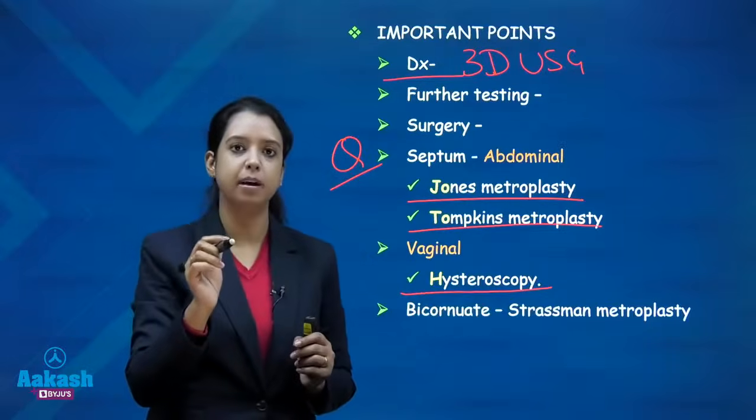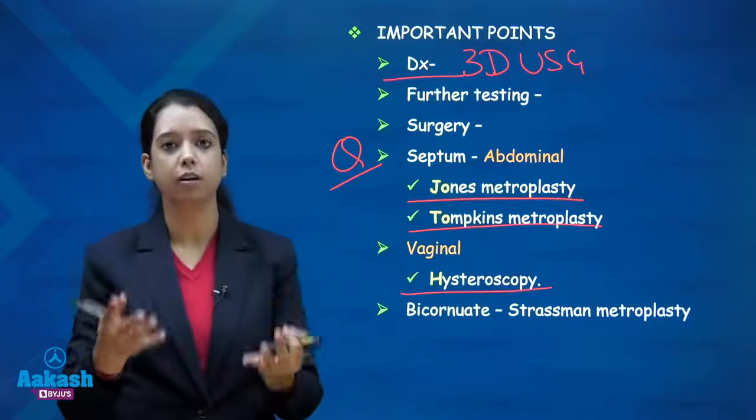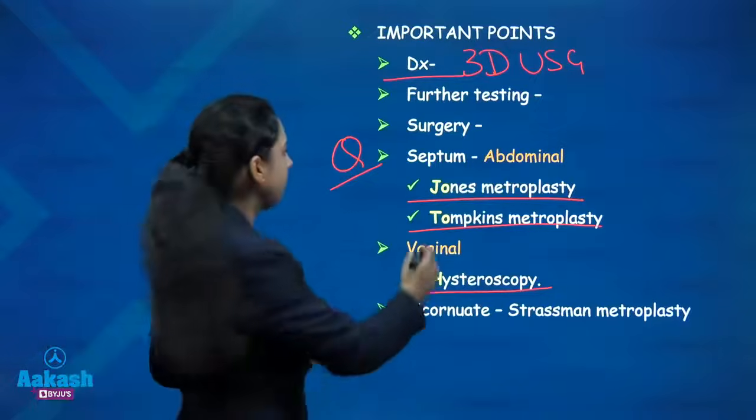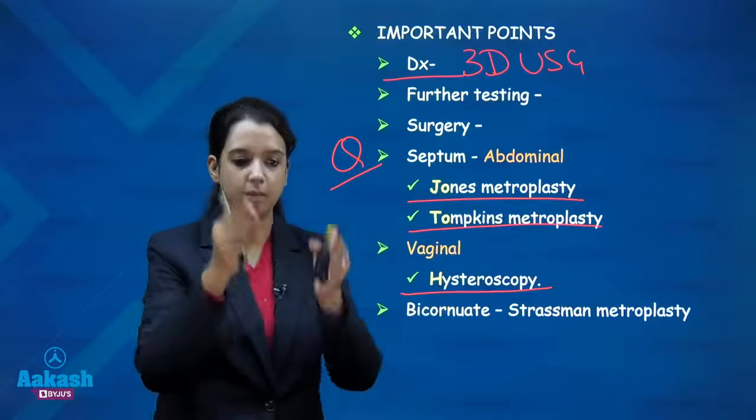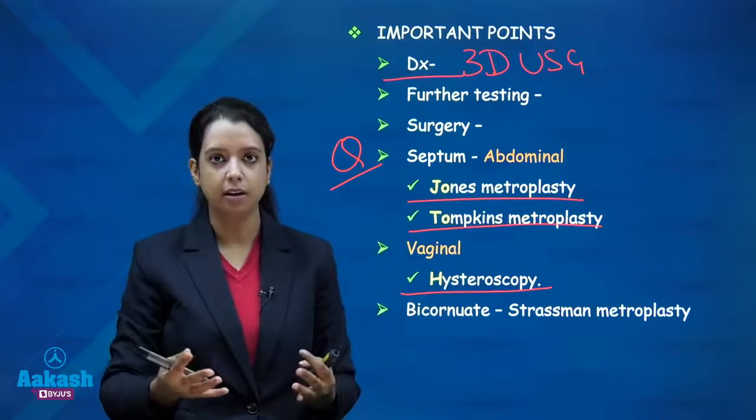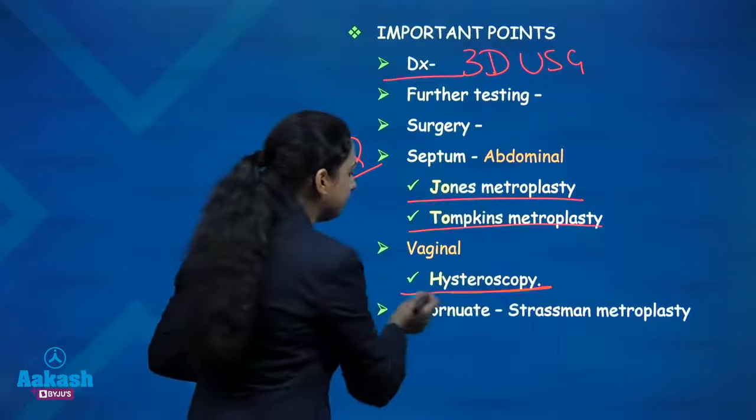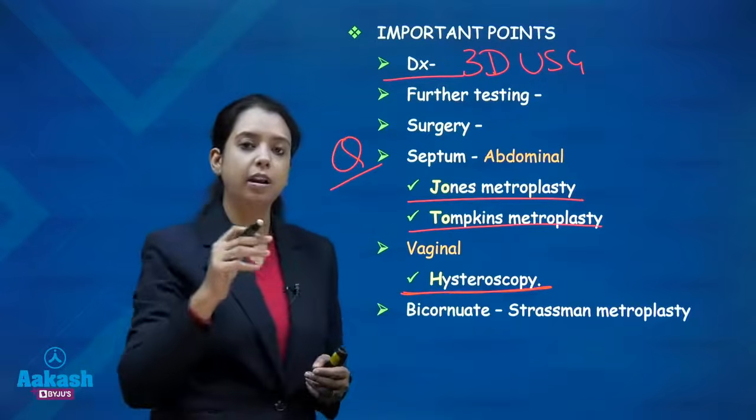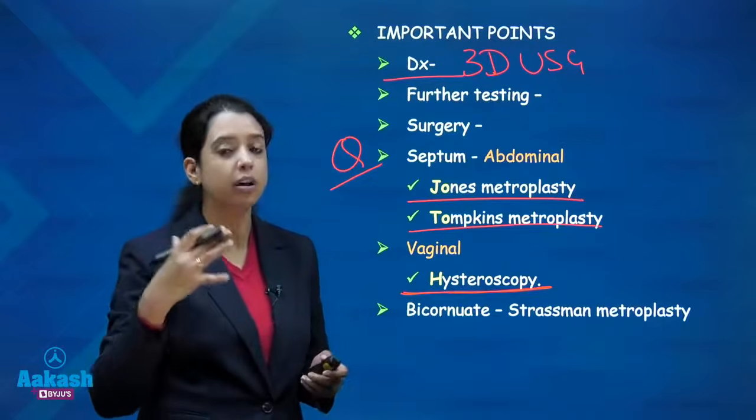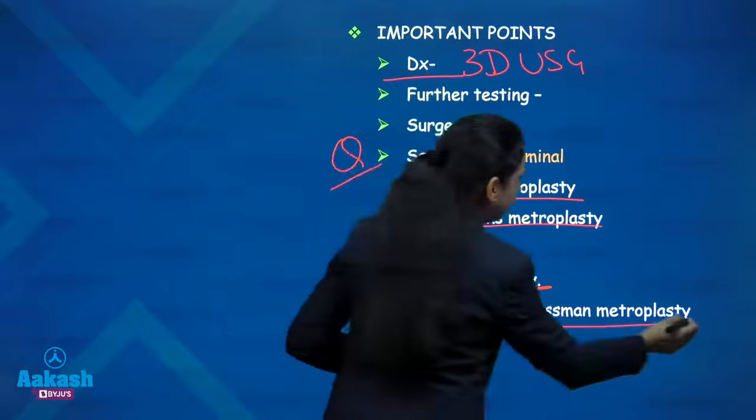The question asked in the past was, among which of these is normal delivery allowed in future? Obviously, the abdominal surgery in which you open the abdomen, cut the septum, stitch the uterus, you cannot allow further normal delivery. These patients are an indication for cesarean. But in hysteroscopic septoplasty, you will allow the patient to undergo vaginal delivery. So that was the question. In bicornuate uterus, you will do Strassman metroplasty.